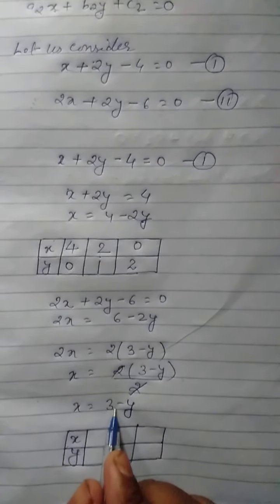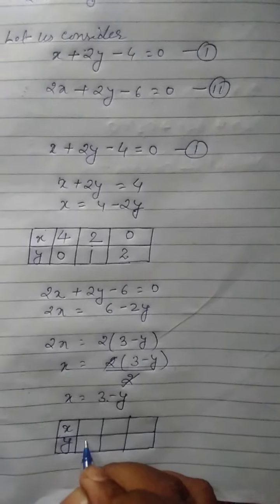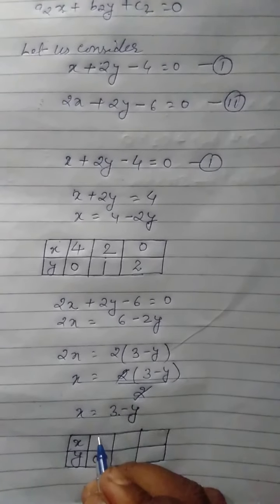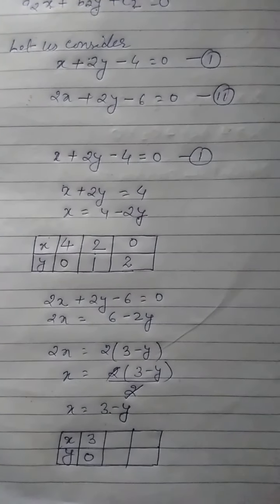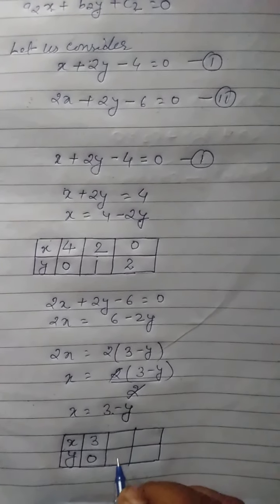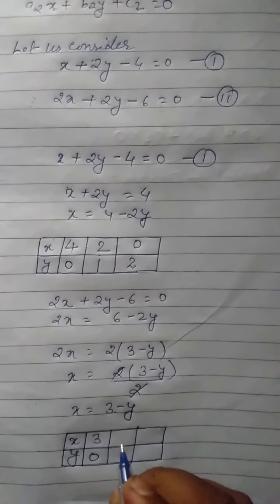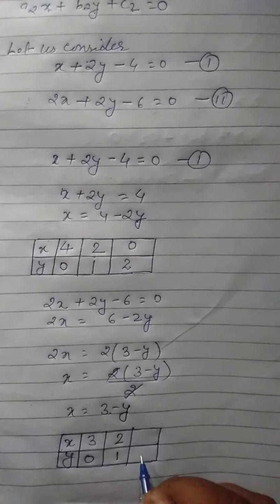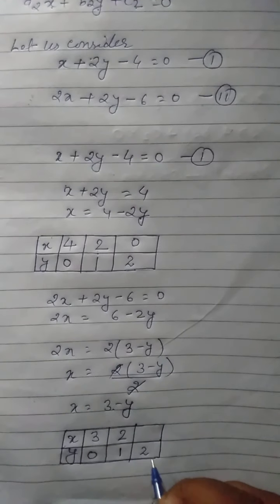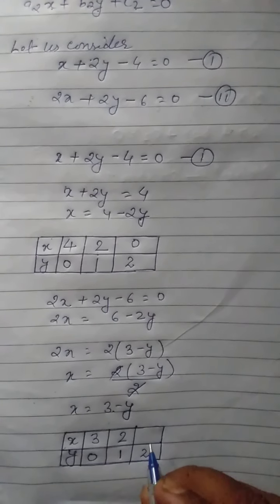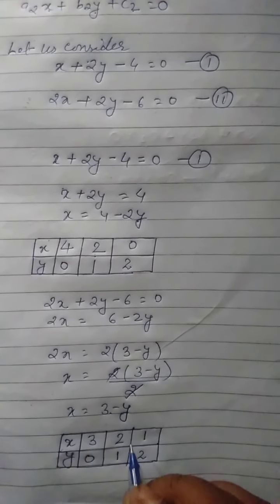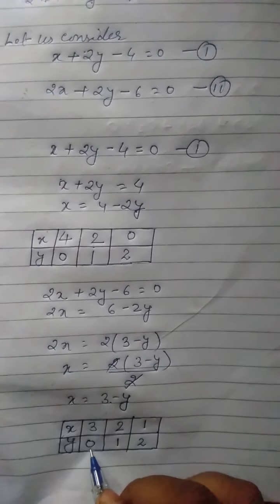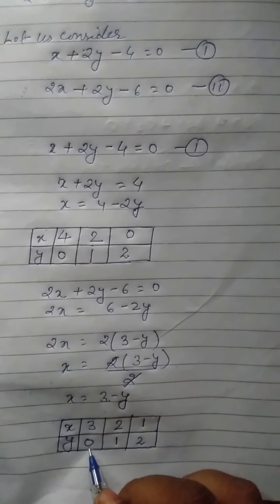This is another table, for equation 2. From this equation, when we put y is equal to 0, then the value of x will be 3, and if we put y is equal to 1, then the value of x will be 2, and if we put the value of y is equal to 2, then the value of x will become 1. Therefore, this table shows the three solutions of equation 2.